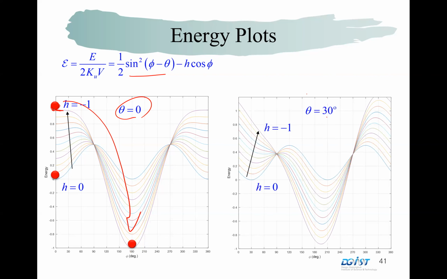If you think about one more case, theta is 30 degrees, and this curve corresponds to H is 0 with the angle theta at 30 degrees. It means it's a kind of shift of 30 degrees of the sine square curve. But once you apply the field, this minimum portion is shifted a little bit.